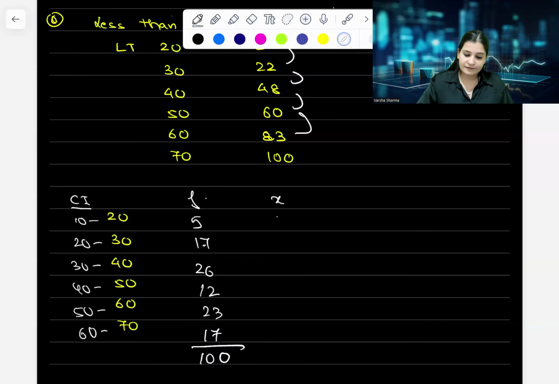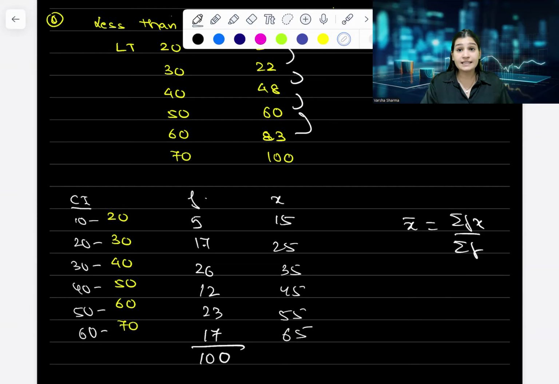We will need x: 15, 25, 35, 45, 55, 65. Now find the mean. Did you all understand this? Whenever less than is given, we take them to be the upper limit, fill in the blanks, and the values that are given are the cumulative frequency. To get the frequency, we subtract from the top.